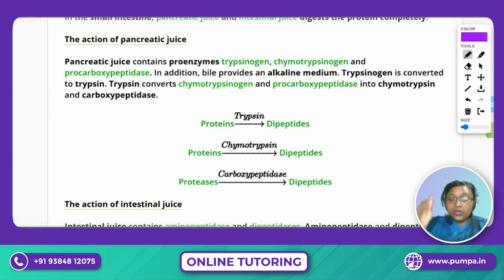The protein digesting enzymes produced in the stomach need an acidic medium. But the protein digesting enzymes in the pancreatic juice need an alkaline medium, which is given by the bile. Clear? Any doubts, everyone?